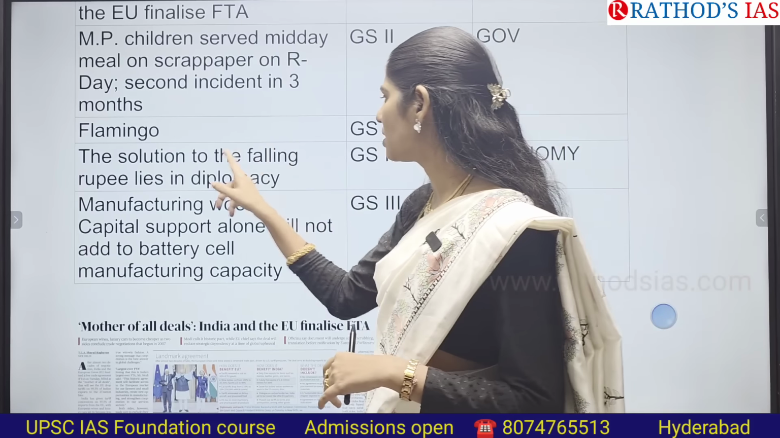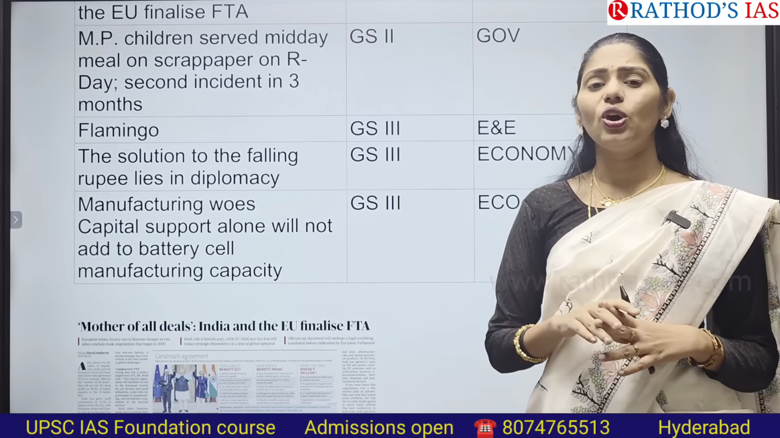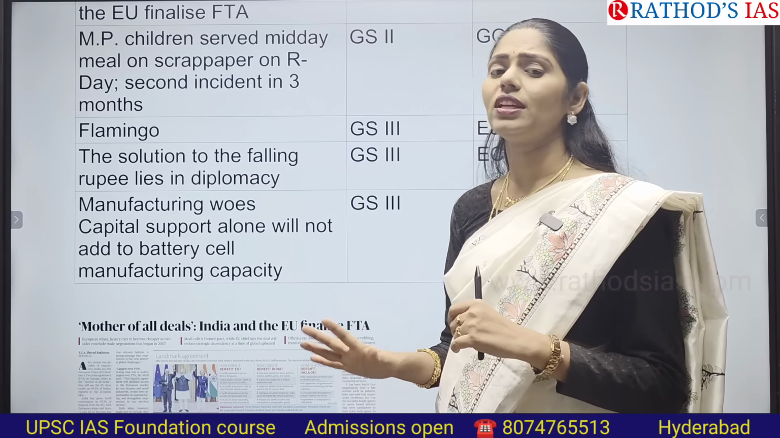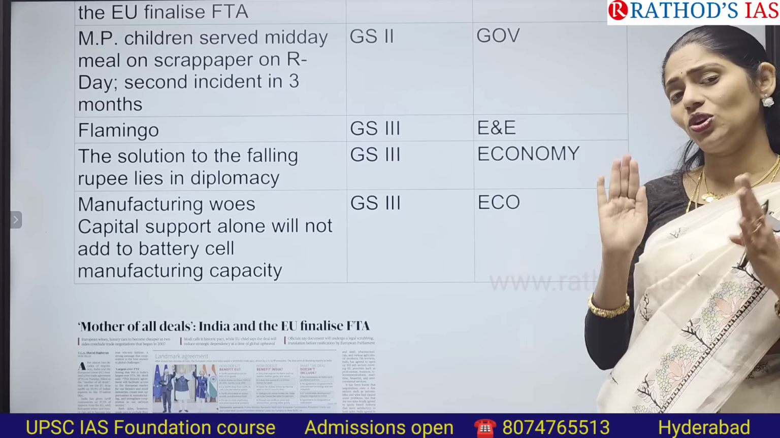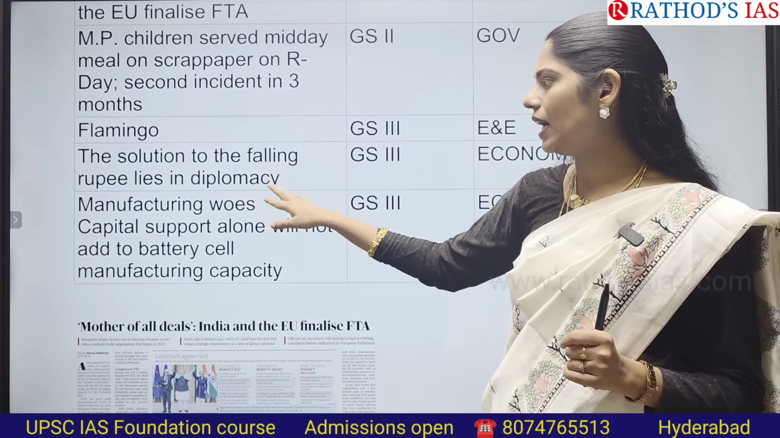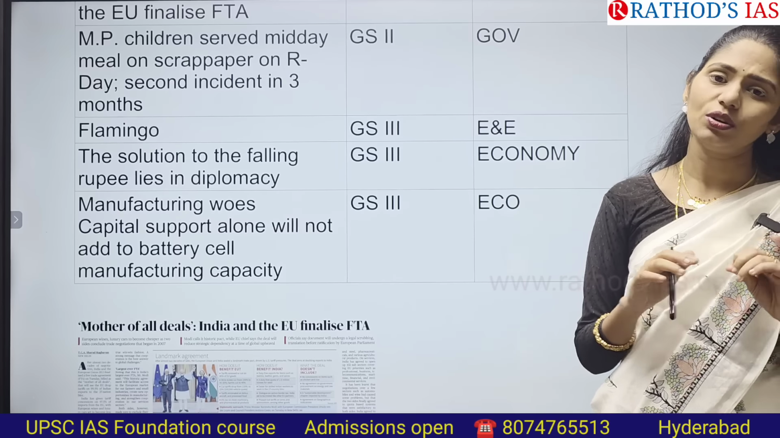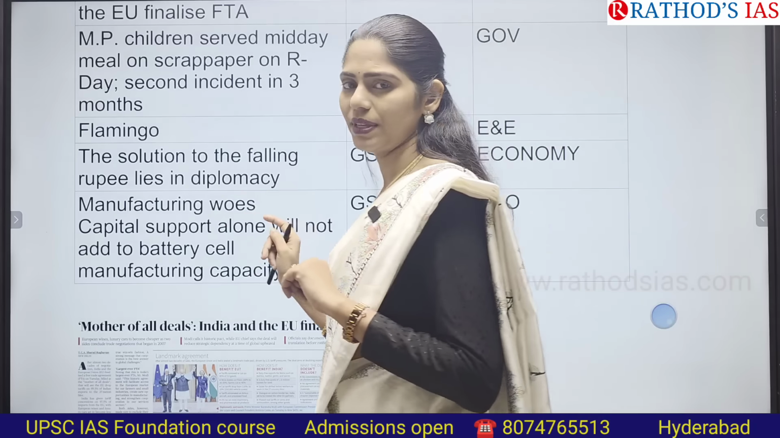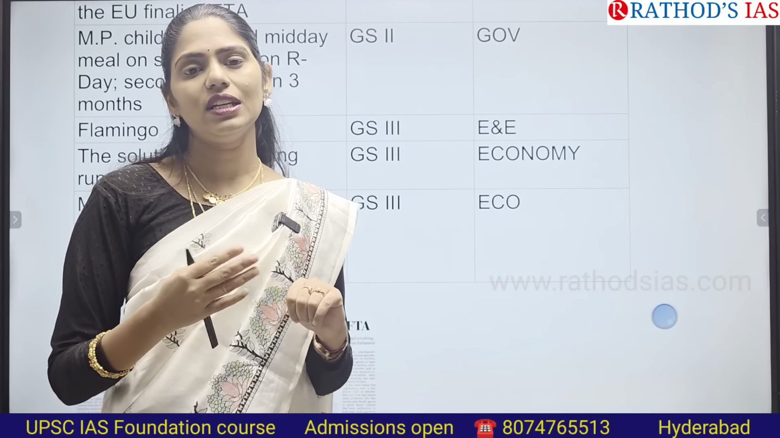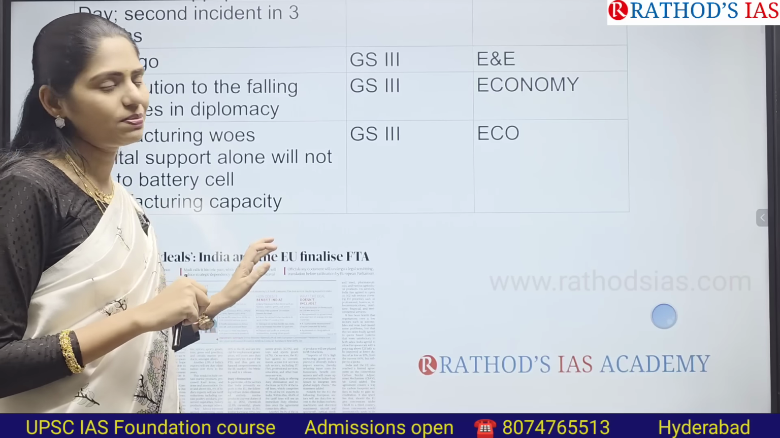And next topic is, the solution to the falling rupee lies in diplomacy. As you already know, the Indian rupee value has fallen drastically and it is very low. It is an all-time low since we got independence. Here this article is saying that if you want to strengthen our rupee, if you want to go for appreciation of the Indian rupee, we need to go for diplomacy. So here you have to see exactly how diplomacy can strengthen the Indian rupee value. And this topic is important from economy from GS paper 3.